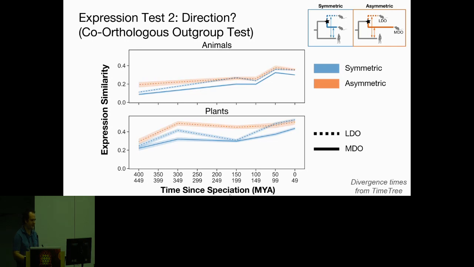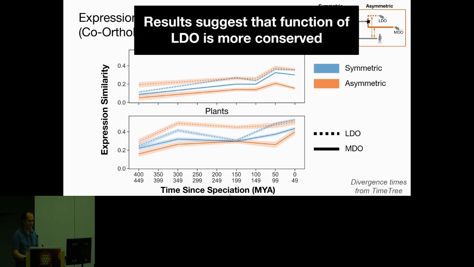The asymmetric case, least diverged, is also, and then for the most diverged ortholog, we see that this is much lower in terms of expression similarity, and we kind of think that these results in both cases, in the symmetric and the asymmetric cases of evolution, suggest that function of the least diverged ortholog is more conserved.